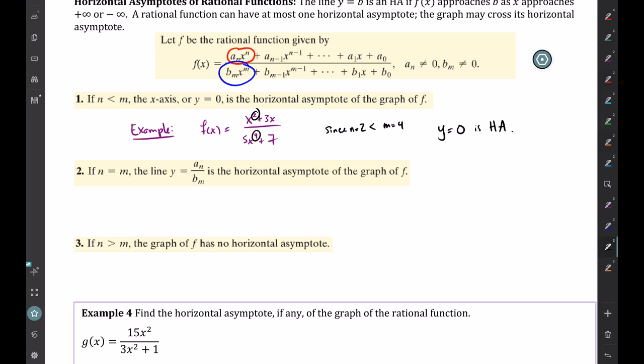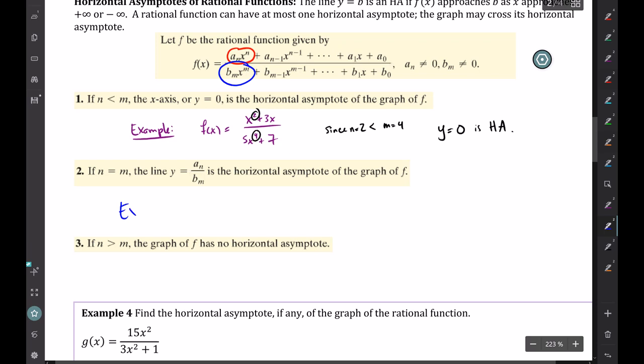If n equals m, so if they have the same degree, then the horizontal asymptote is the ratio of a_n over b_m. An example of that would be, let's say f of x is 2x cubed plus 3x plus 7 over 3x cubed plus 2. Again, all you have to do is look at the leading terms, so those are the biggest powers of x, and now the line y equals 2/3 is the horizontal asymptote, because they have the same degree.